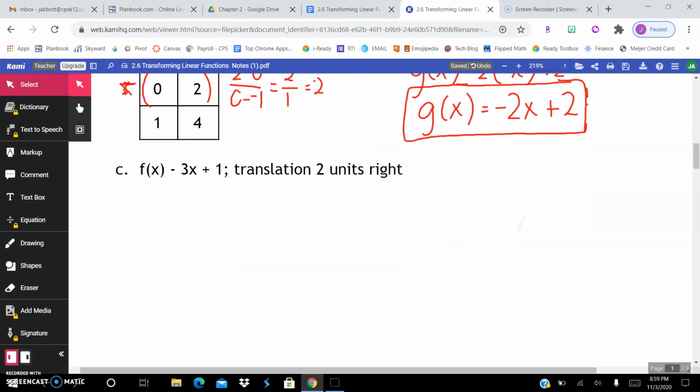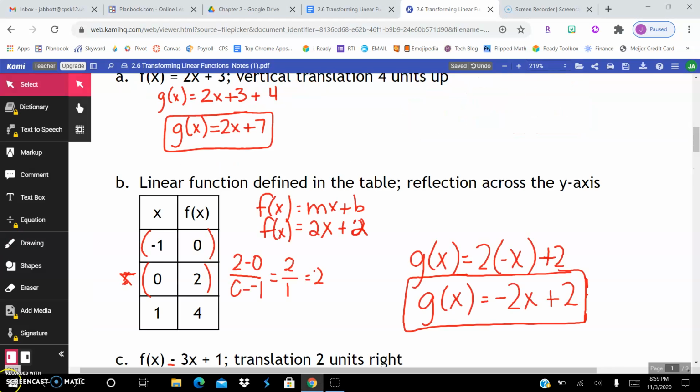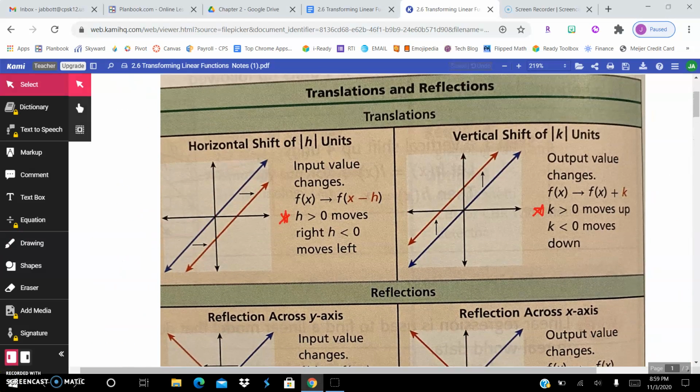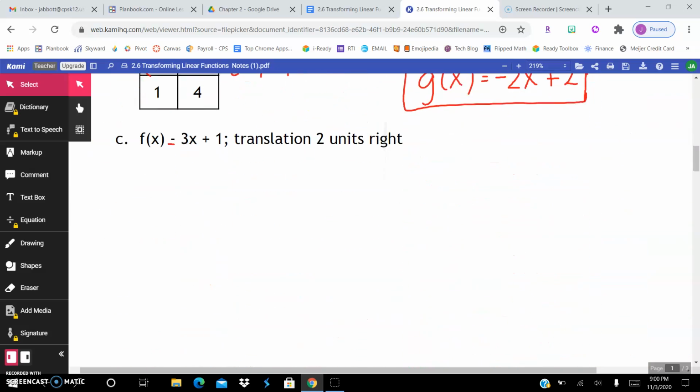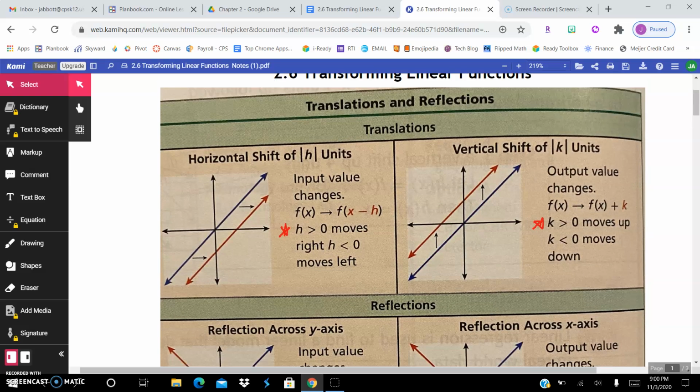And then for this one, we have f of x equals, somehow I missed the equal sign, 3x plus 1, and we're going to translate that 2 units to the right. If we look up here, translating to the right is a horizontal shift. So the formula says we have to do x minus h. H greater than 0 moves to the right. So we're moving 2 units to the right, and we're going to plug a 2 in there where that h is.